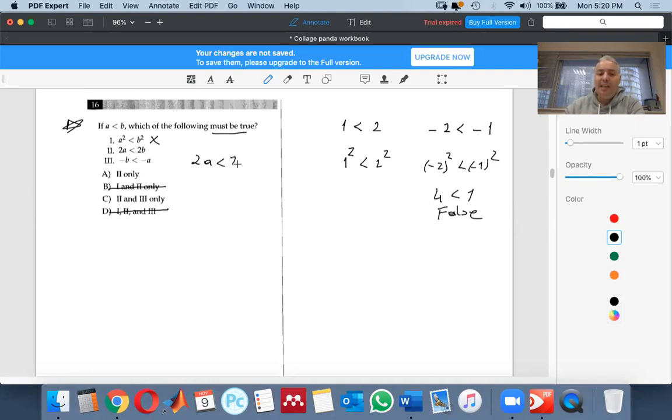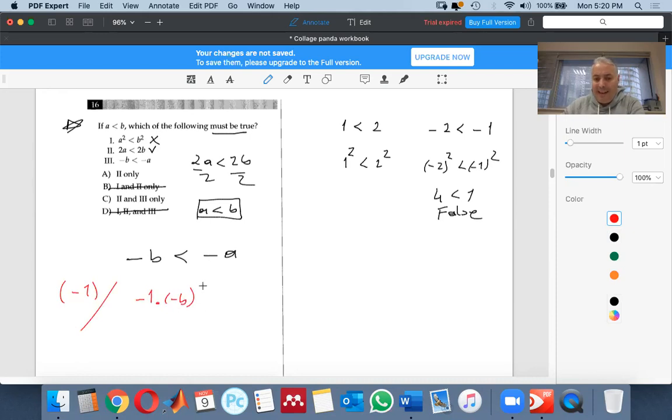Why? 2a is less than 2b means divide by 2, divide by 2, a is less than b. And 2 must be in the solution. Are we sure? Yes. But what about the third one? Let's check it. Negative b less than negative a. If you multiply by negative 1, since I multiply by a negative, we change the direction. Negative 1 times negative b is positive b, greater than positive a. B is greater than a. Check it. That means this is correct. The third must be in the solution. So the answer is C.